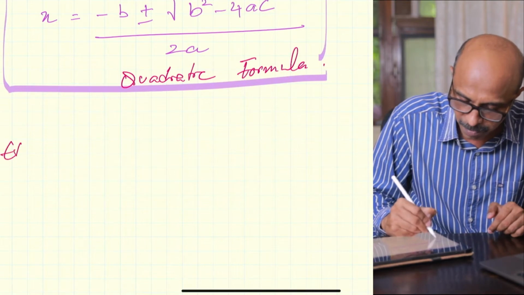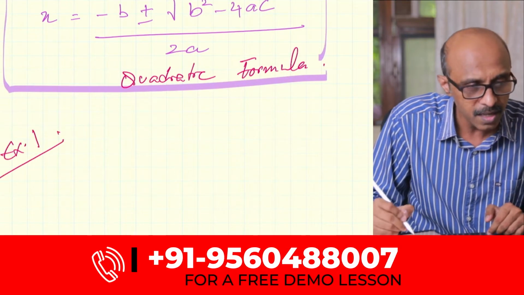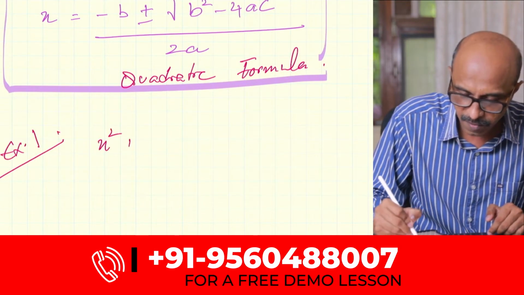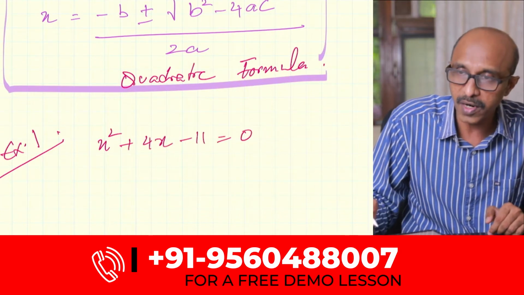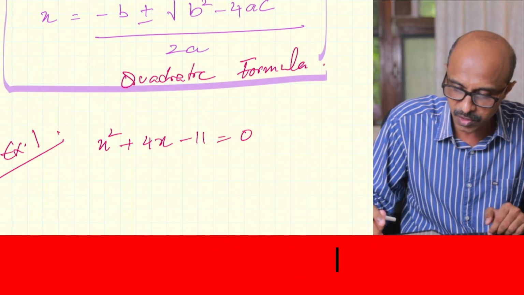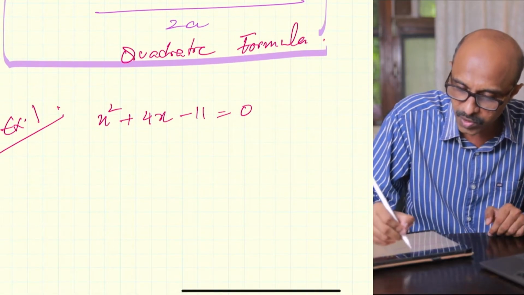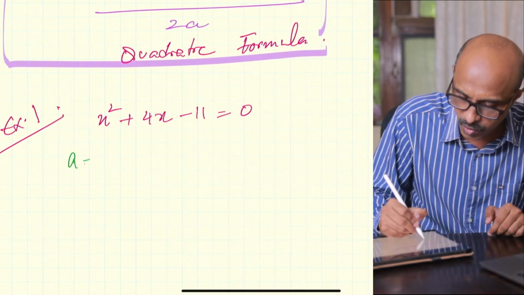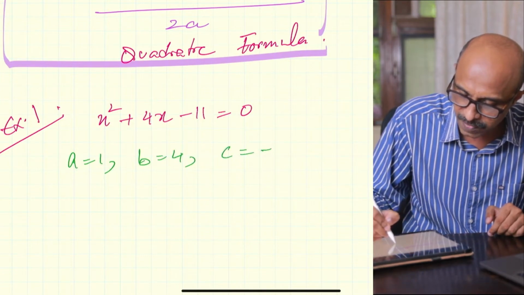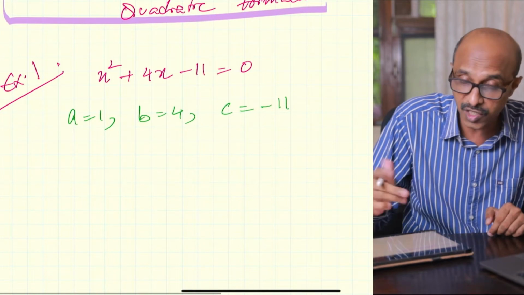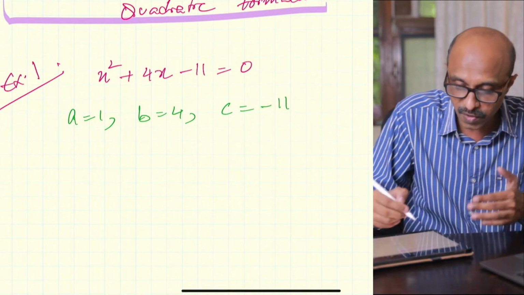Let me take the first example: x squared minus 4x minus 11 equals 0. That's our first example. What we're going to do is say a is 1, b is negative 4, and c is negative 11. Once you've identified a, b, and c, then it's just a matter of putting it into the formula.